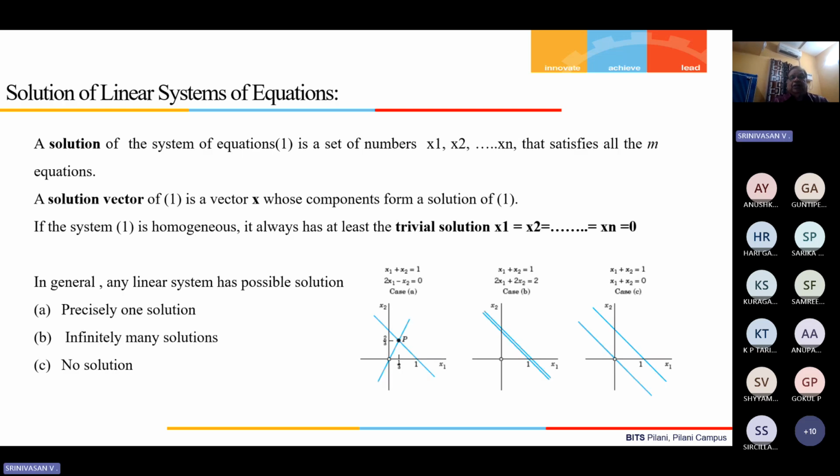So, a solution of linear systems of equations. So we will find the solution. What types of solutions can we think of? Unique solution, infinitely many solutions, and no solution at all. Then that will lead to the concept of consistency and inconsistency of the system of equations.